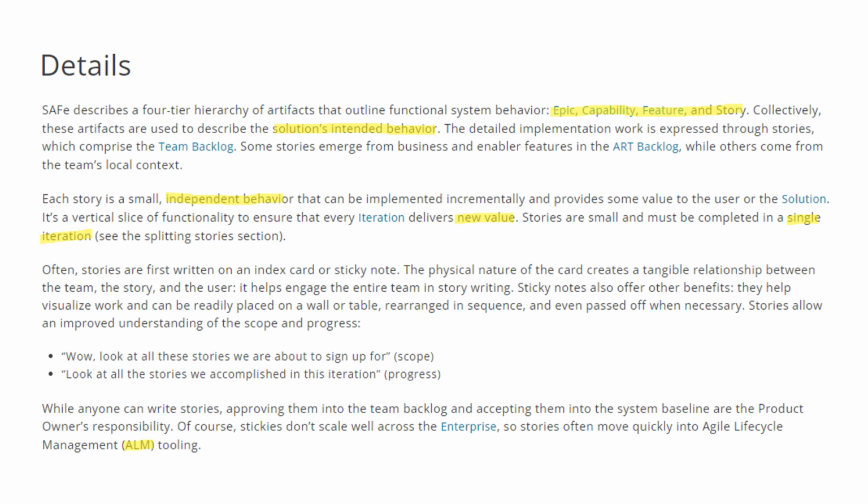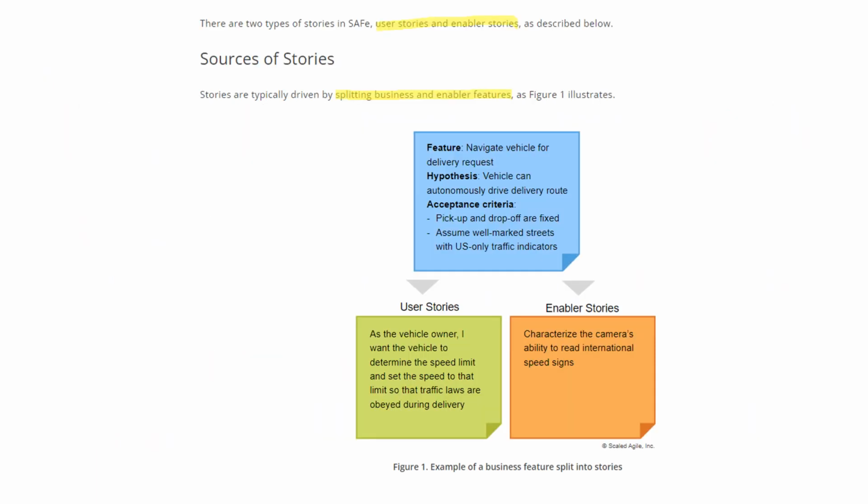Of course, stickies don't scale well across the enterprise. So stories often move quickly into agile lifecycle management tooling, right? Something like Jira or Azure DevOps. There are two types of stories in SAFe. One is user story, the next is enabler stories, right? Let's try to understand the source of stories.